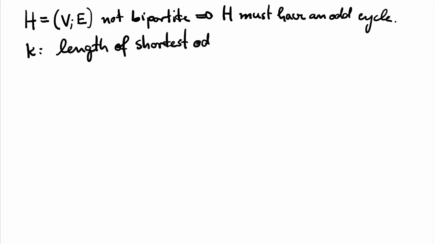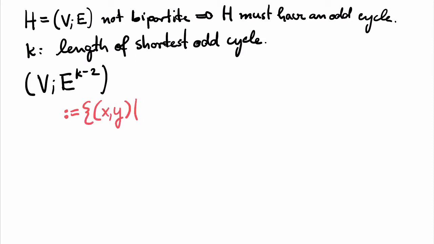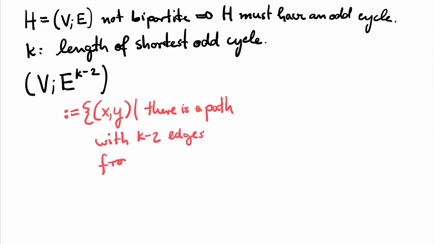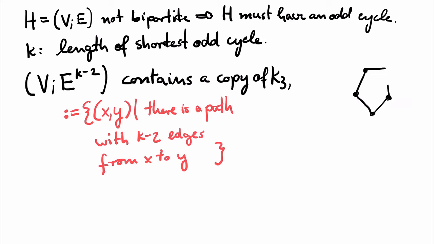Then we consider the graph on the same vertex set whose edge set is E to the k minus 2. In this new undirected graph, two vertices are adjacent if they are linked by a path with k minus 2 edges. Observe that the new graph must contain a triangle. On the right, I draw an example where H is the 5-cycle. So here we would look at E to the 3, which is the edge relation of the 5-clique. So it contains a triangle.